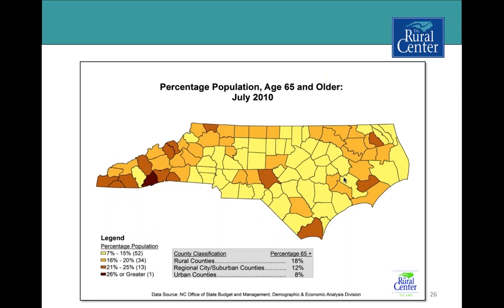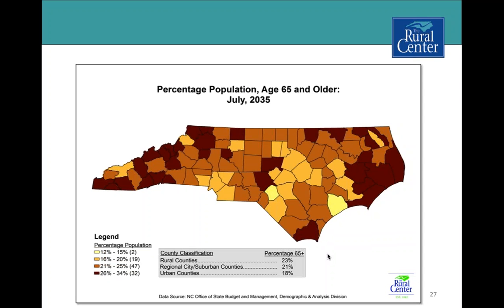In 2010, 18% of rural North Carolina was age 65 or older. Only 12% for the regional city and suburban counties, and only 8% in our urban counties. So rural North Carolina is older now, but we're going to see a trend everywhere in the state of the 65 plus population being a much bigger percentage of the population. So hang on to your hat, because I'm going to show you July 2035. And here, the percentage 65 and older in rural counties goes up 5 percentage points to 23%, but it goes up 10 percentage points in our urban counties.